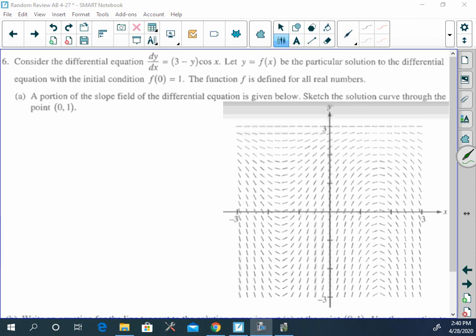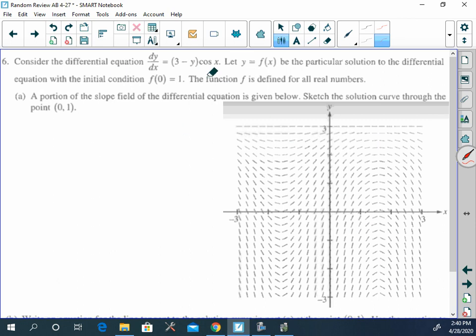Looking at 2014's number 6, this is a pretty common question. You probably won't see all of these parts this year, just because there are only 2 questions this year in 2020. But here we're given a differential equation. This is our dy dx. So this is our equation that they came up with this slope field for.